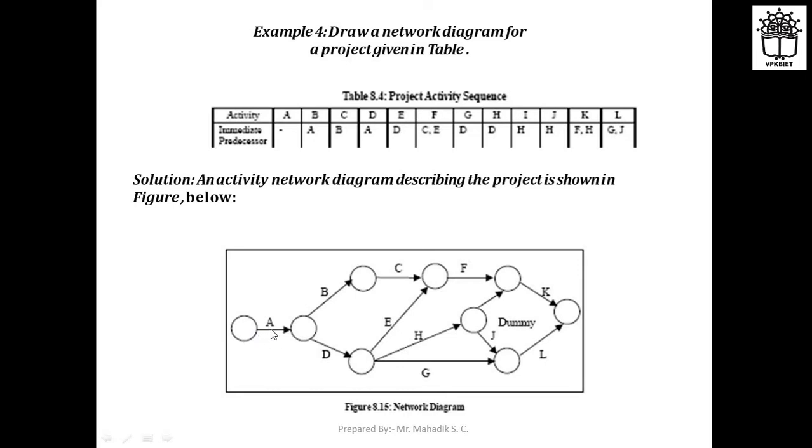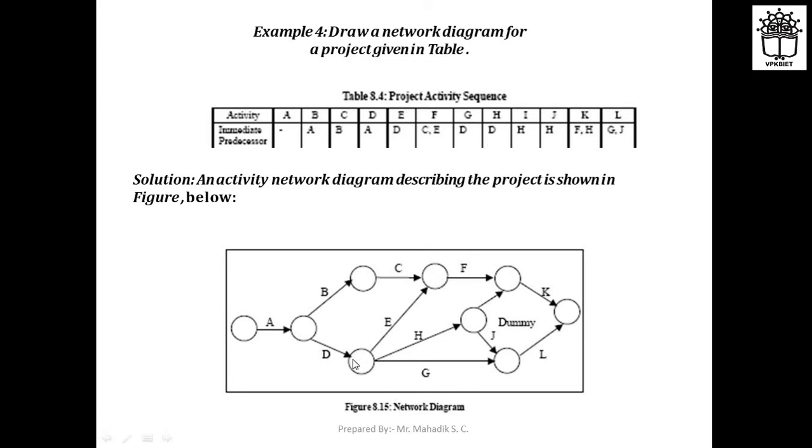For A activity, for B, A will be there, right? For C, B will be the activity, but for D there will be A, so that's why D is taken here, right? You can see. Okay, then for E again D will be preceding. Then for F there will be C, right? And also E will be there, so that's why C and E will be merging at this event, you can see, right? Then for G there will be D, right?